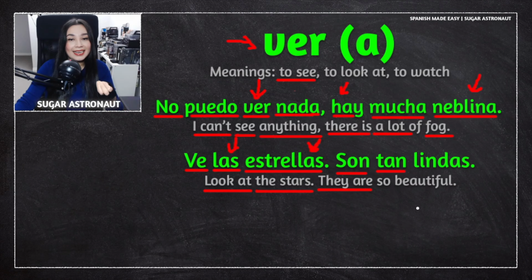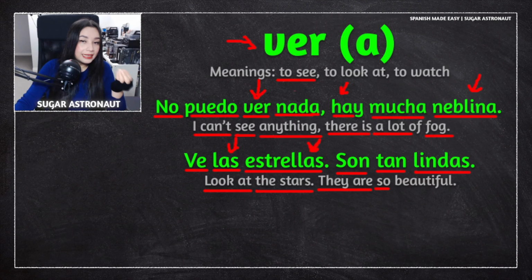Tan is a great little word that means so. Son tan lindas, they are so lindas. Lindas means pretty, it's plural. Linda is feminine and singular without the letter S. But when you add the letter S, that is feminine and plural. Masculine is lindo with an O, and that's also singular. In plural, lindos.